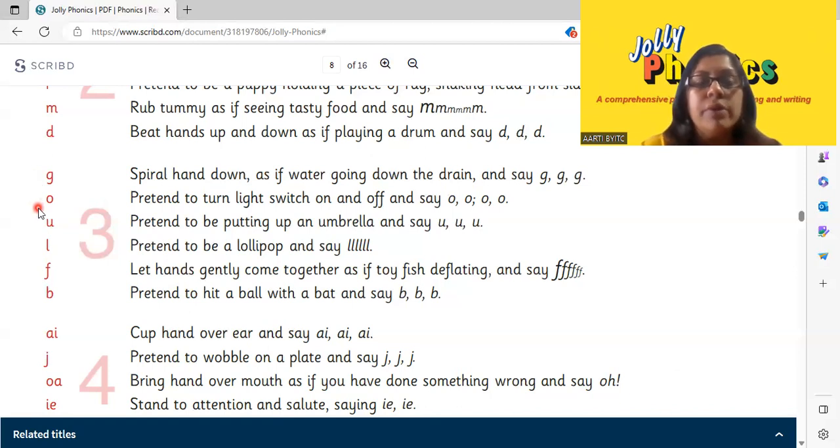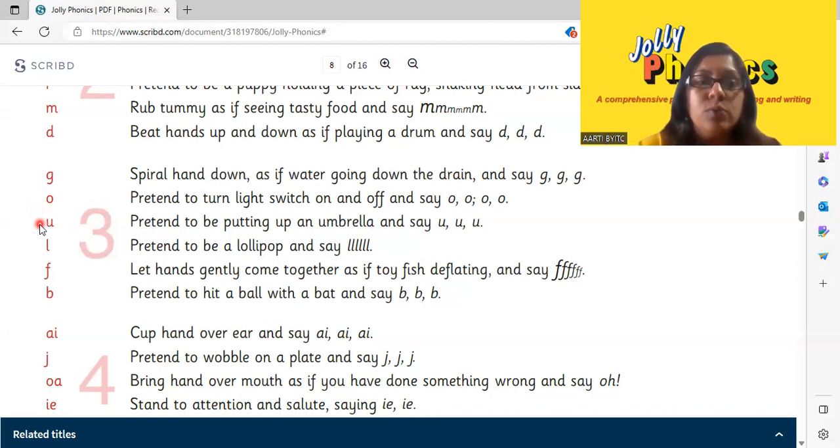Now comes O. Pretend to turn a light switch on and off, and you're saying, oh, oh, oh. Very simple, because you are making it on and off, on, oh, off, oh. So very simple, right? And the action is pretending.